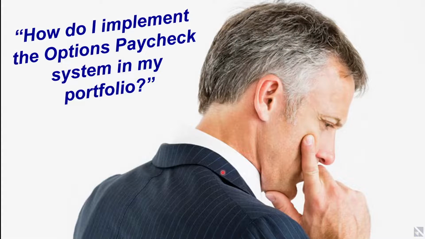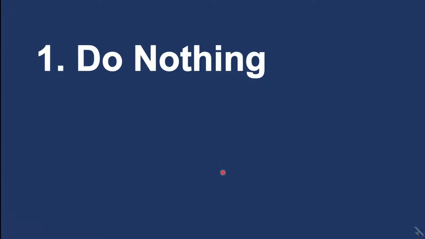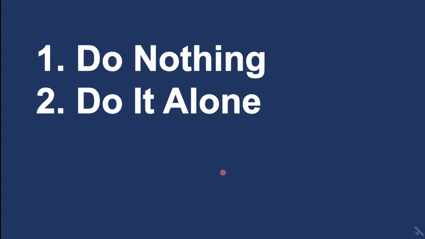Now, if you're like most, you're probably thinking, how do I implement this in my portfolio now? Well, you have a choice. Option number 1, you can do absolutely nothing. If you stay where you are. If you already have enough to retire and you're not worried about running out of money, or maybe you're already good at this kind of stuff, then you don't need the paycheck system. But if you would like to make a little bit of extra income every month, then that leaves you with 2 other options. You can do it alone.